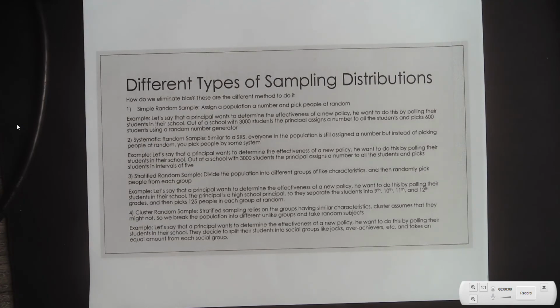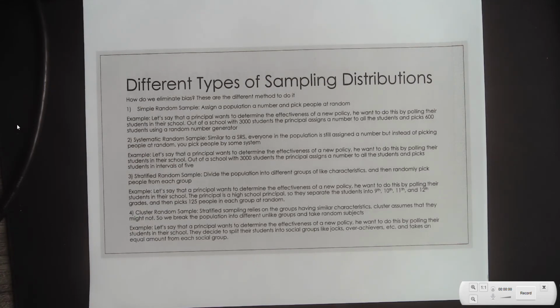That's also the one that, if you're taking Algebra 1, they want you to do pretty much all the time. It's not the only one, but it is what it is. You're going to assign a population a number and pick people at random. That's pretty much it. You just give everyone a number, you pick them at random.